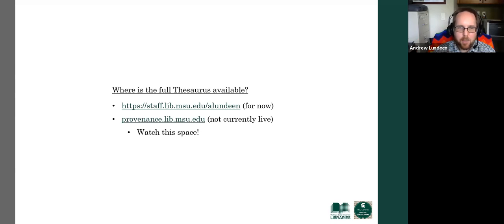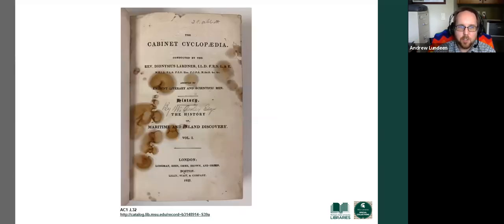And okay, I'm going to pass it back to Tad now, who's going to show some additional real world examples of how we are applying this thesaurus to marks of provenance in our own collections.